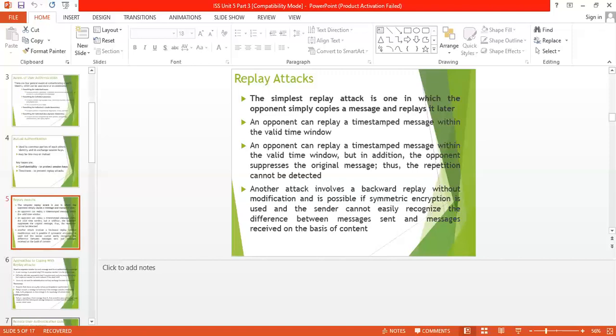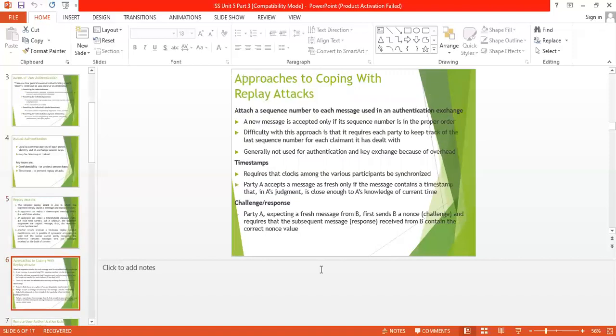Basically, there are two general approaches to counter the replay attack. One is the timestamp and the other is challenge or response. The timestamp approach requires that the clocks among the various participants be synchronized, and party A accepts a message as fresh only if the message contains a timestamp that is close enough to A's knowledge of current time.